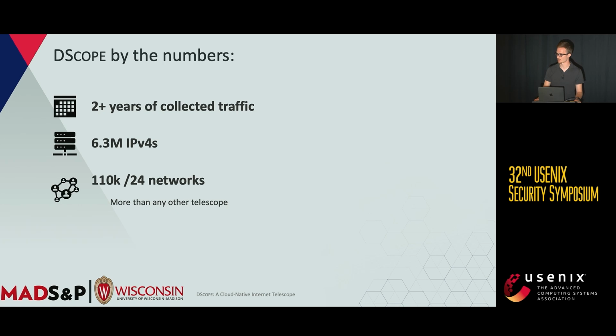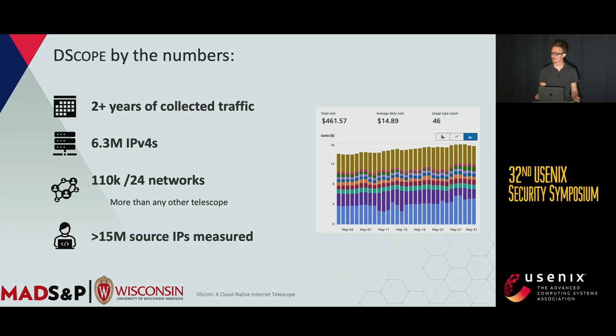110,000 /24 IPv4 networks. This is more than any other telescope. As a result of our breadth and coverage, we receive traffic from over 15 million scanner IP addresses, providing broad coverage of adversarial behavior against cloud services and the internet at large. And best of all, we achieve relatively strong price performance with this. DScope is deployed every month at only a couple $100s a month, collecting data that will be invaluable to the research community.